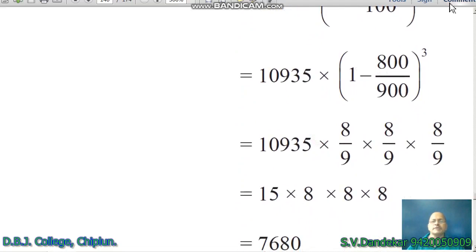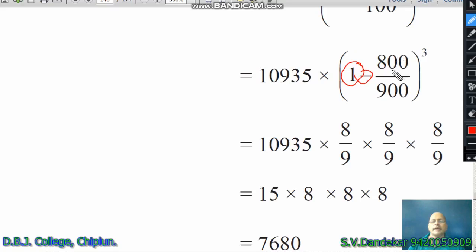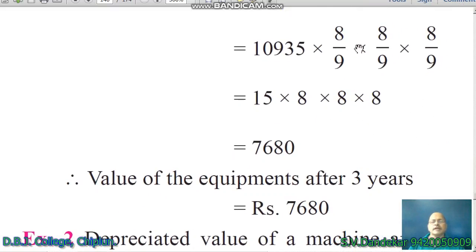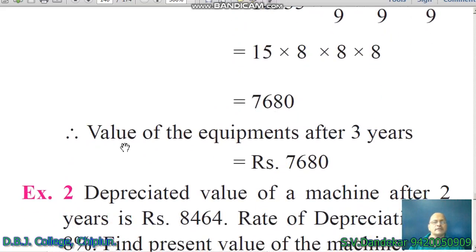This is a printing mistake here. It should be 800 upon 900 bracket cube, that is 8 by 9 bracket cube. 10,935 into 8 by 9 into 8 by 9 into 8 by 9. The calculation works out to be 7,680 and therefore the value of the equipment after 3 years is 7,680.